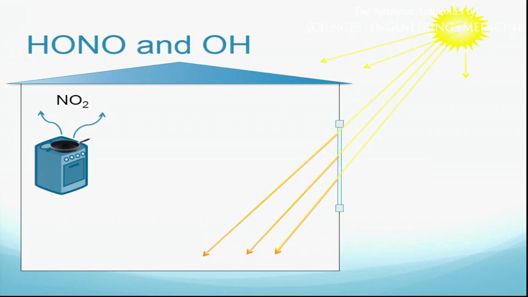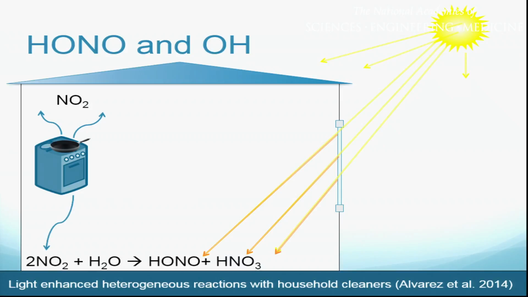Now let's get back to sunlight. This is a really interesting finding that came out just a couple of years ago. When we cook, when we generate combustion byproducts indoors, we generate NOx, nitrogen oxides, a variety of them. NO2, when it's released by a cook stove, for example, can stick to surfaces, react with water, and generate nitrous acid.